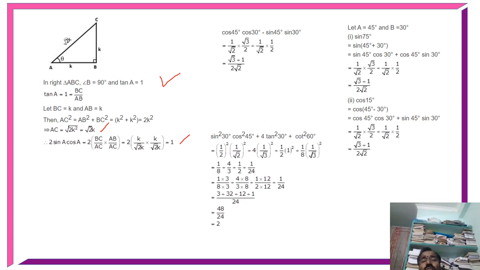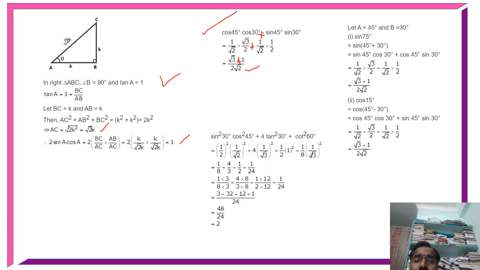Similarly, we need to find cos 45 cos 30 minus sin 45 sin 30. If it is plus, it stays plus; if it is minus, it changes to minus. Same process: cos 45 cos 30 plus sin 45 sin 30. As we know from the table, cos 45 is 1 by root 2, cos 30 is root 3 by 2, plus 1 by root 2 into 1 by 2, sin 30. The LCM is 2 root 2. Root 3 into 1, root 3 plus 1, over 2 root 2. If it is minus, it comes as minus.